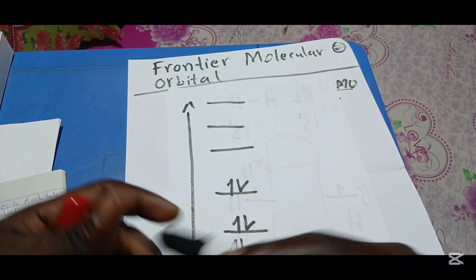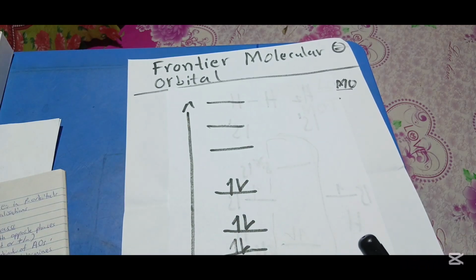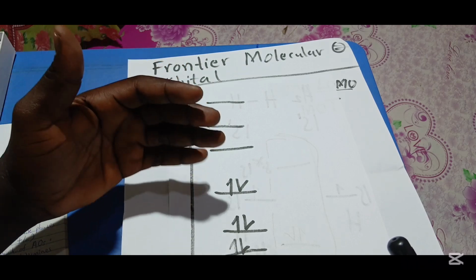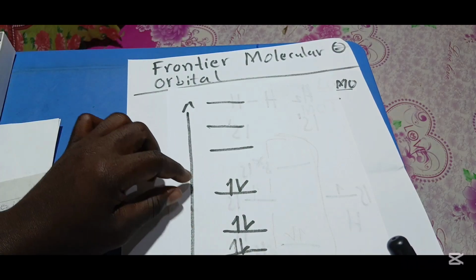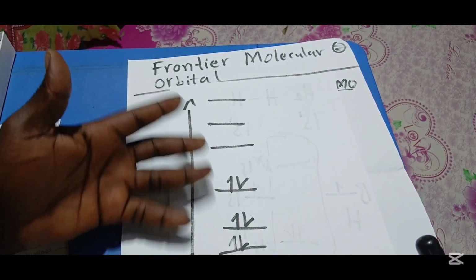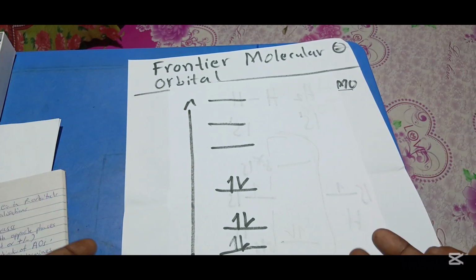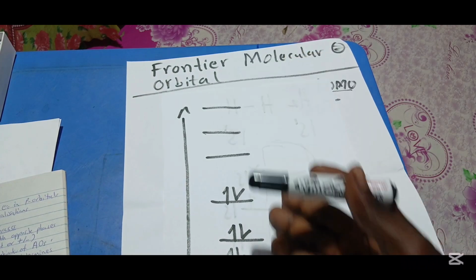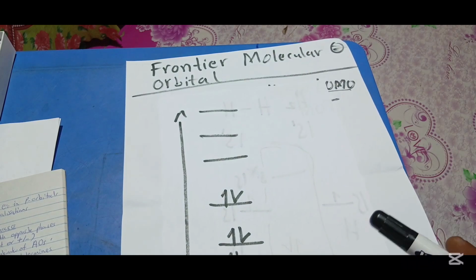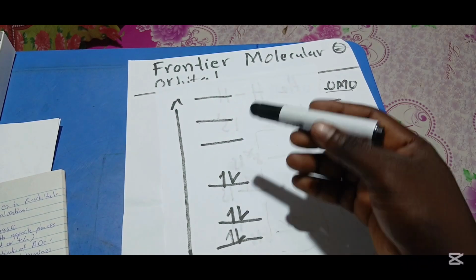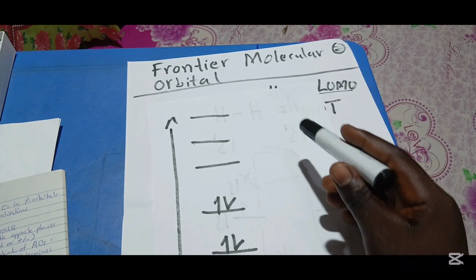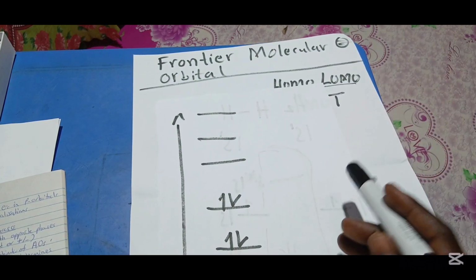Now, let's say this is where the available electrons can fill up to. So this is the end of our electrons. When the molecule was formed, this is how the molecular orbital looks. So we are going to identify the HOMO and the LUMO. The HOMO means the highest occupied molecular orbital.